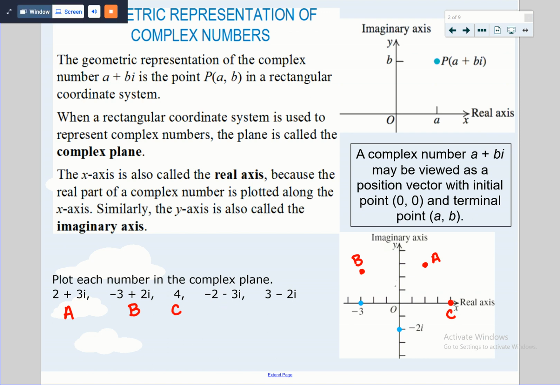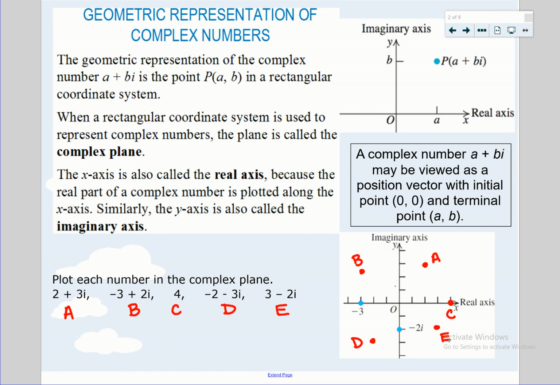Point D, -2 minus 3i. So I would go 2 to the left and I would go 3 down. So you can see based on the signs, like 1 positive, 1 negative, or 2 negatives, or 2 positives, it's matching up with the quadrants we know already because of the direction we go to graph things. And then 3 minus 2i, the first term's positive, second term's negative, so I know that's going to be in quadrant 4. That's going to be point E. 3 minus 2i would be right there. Okay, make sense how we graph those? Any questions? Perfect.